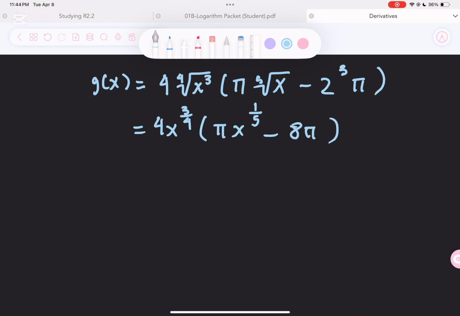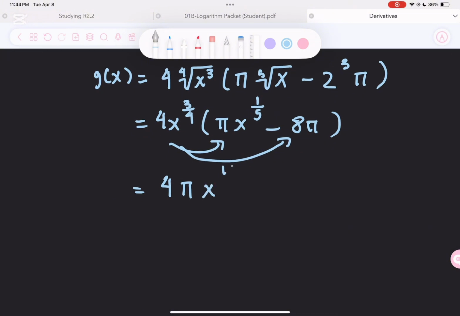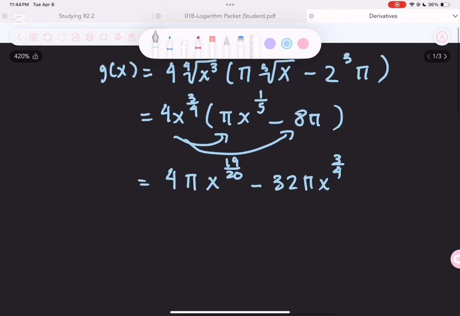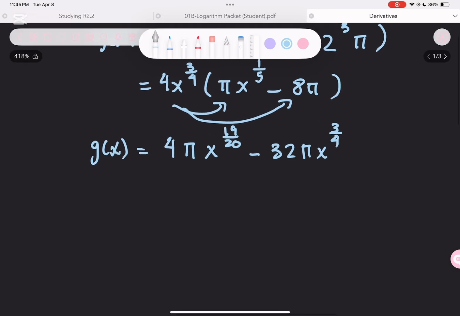And you can expand that in, distribute it, so that it becomes 4 pi, and now you want to use your exponent laws, add these two exponents together because they're being multiplied. It will give you 19 over 20, and then distribute that in, it becomes minus 24 pi x to the 3 over 4. Oh, sorry, not 24, what am I saying, 32 pi x to the 3 over 4. And now this is your simplified, okay, this is not your derivative yet, this is still g of x. But if you want to find g prime of x, now you can start applying your little rules.